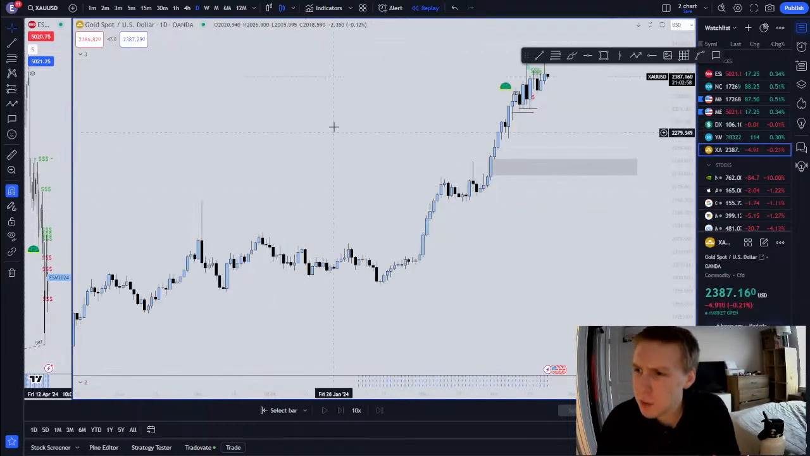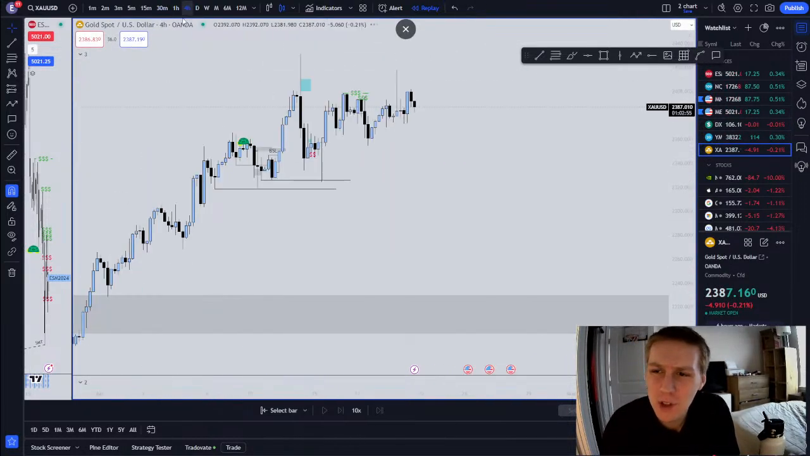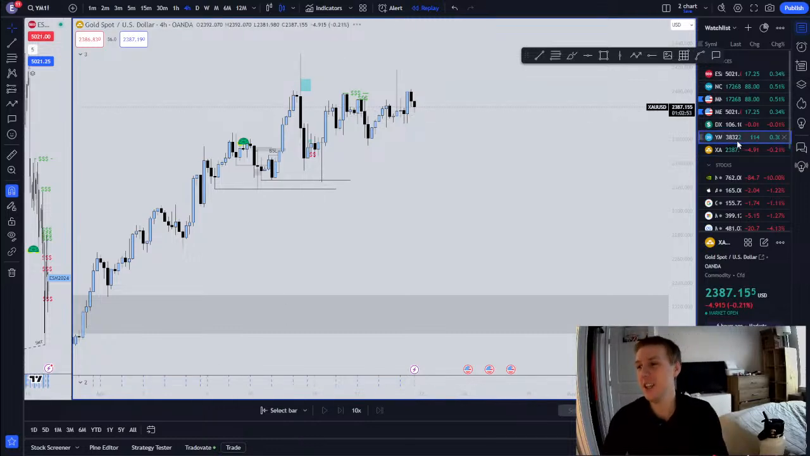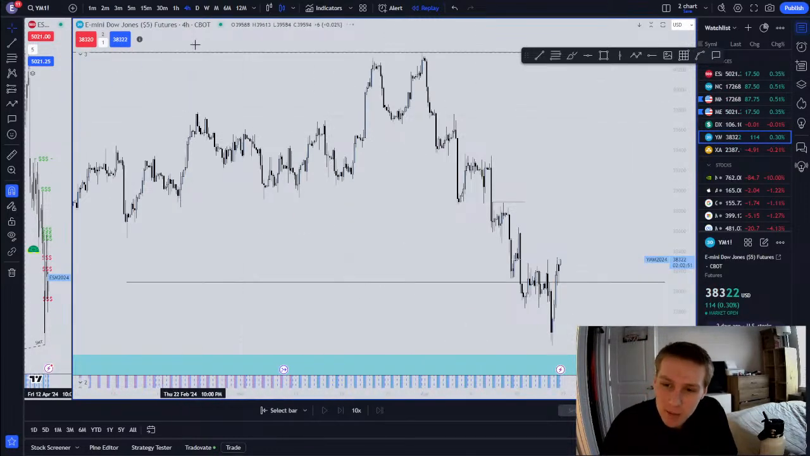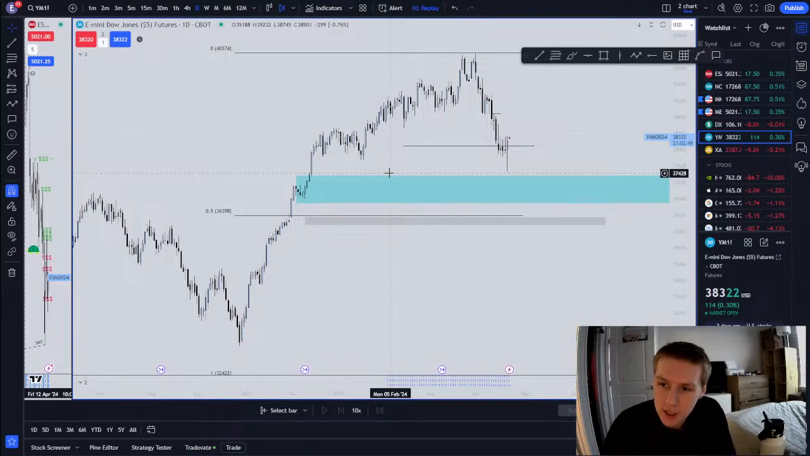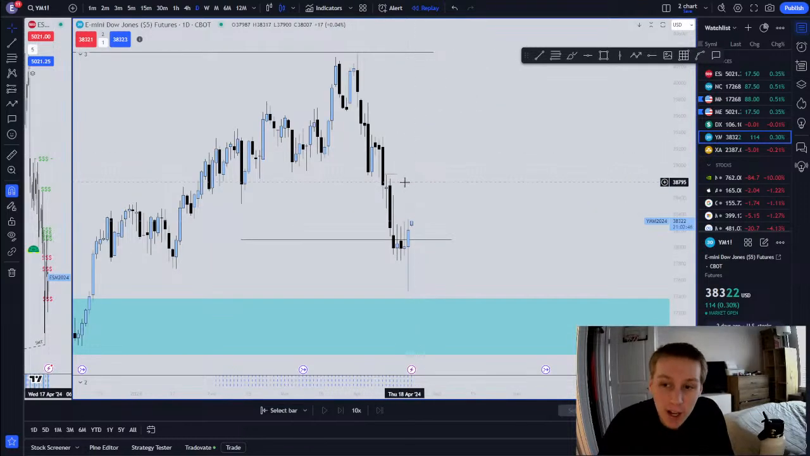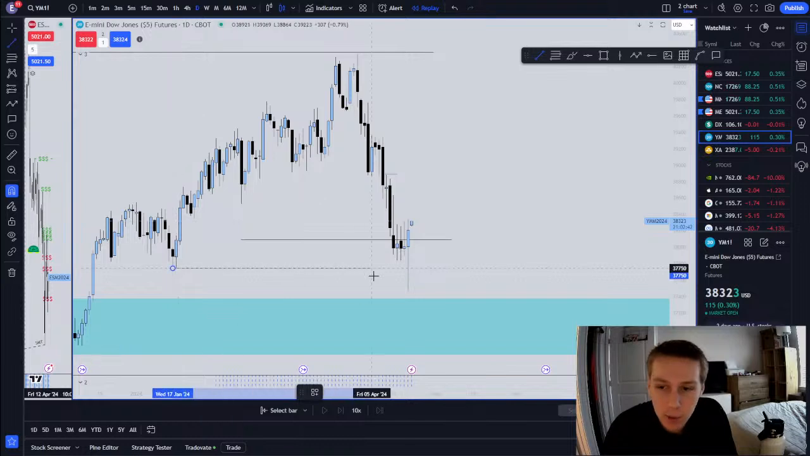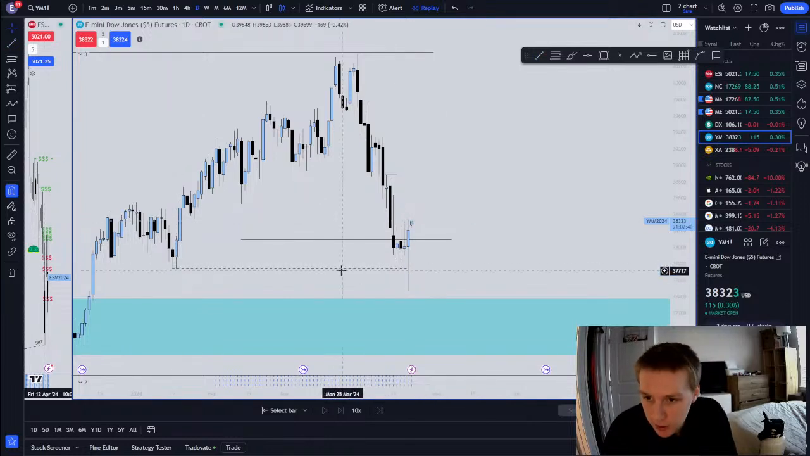Is there anything else you guys want to look at? Gold. I don't really want to look at gold, honestly. Let's look at YM. Let's just analyze YM to see. If we look at YM, this candle looks very bullish. This looks very bullish, in my opinion.